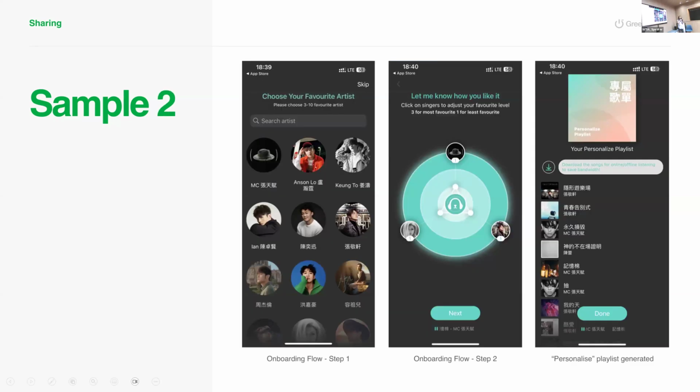For example two, you can find an onboarding section. Every one of you has to choose which artists you like, giving them a level that you like. And then after finishing this session, the platform will give you a personal playlist. It is based on which singers you like, and they also suggest songs on the platform.